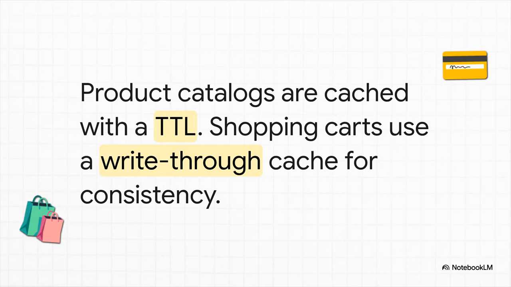So let's take an e-commerce website. A product catalog with all the descriptions and prices doesn't change that often. That makes it a perfect candidate for a cache with a TTL of, say, 5 or 10 minutes. But a user's shopping cart? That needs to be 100% consistent and up to date. So for that, you'd use a write-through cache to make absolutely sure every item they add is saved immediately and reliably.